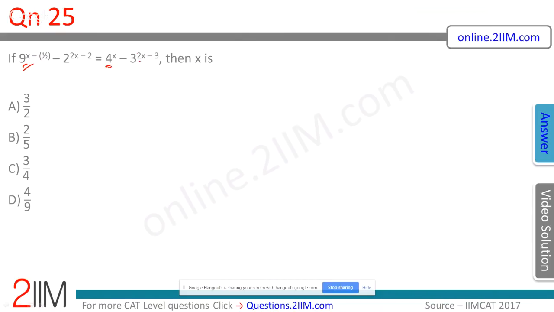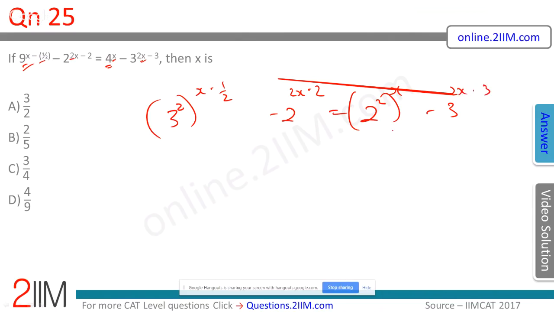And don't be intimidated by so many numbers. Think of this as 3 square whole power x minus half, minus 2 power 2x minus 2 equals 2 square 4 power x minus 3 power 2x minus 3.